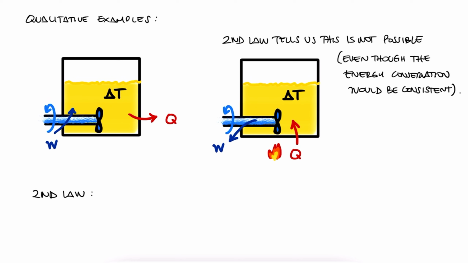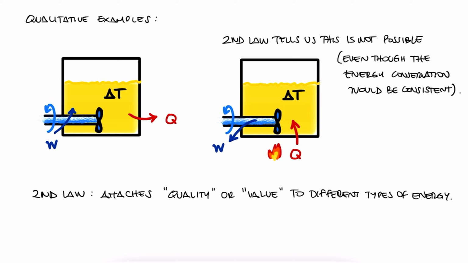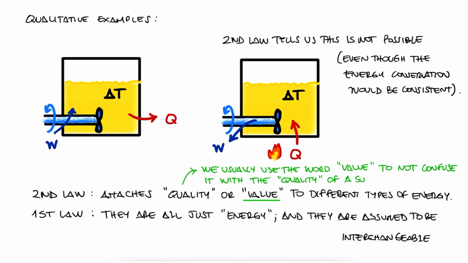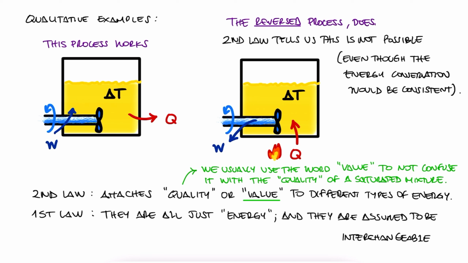The second law attaches a quality or value to the different types of energy. When looking at different types of energy from the first law perspective, we don't care if it's thermal or work or kinetic energy, they're in practice interchangeable. The second law actually tells us which one has a higher quality or value. So with this example of the paddle wheel, we understand that a single process can be irreversible.